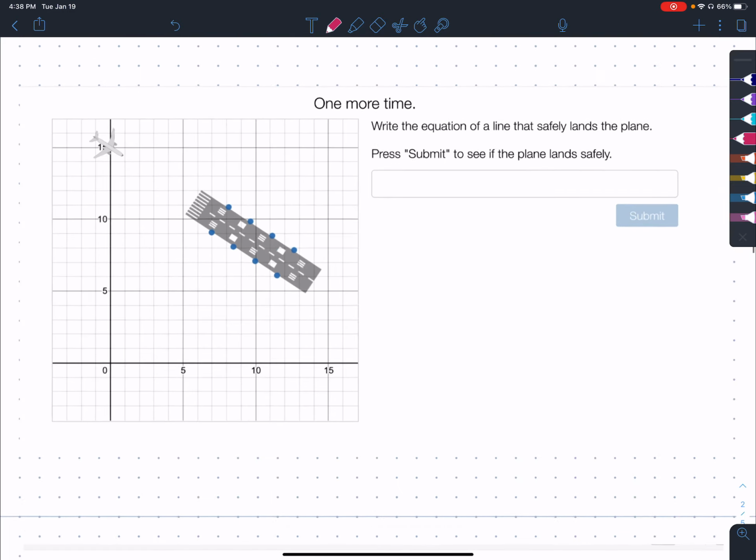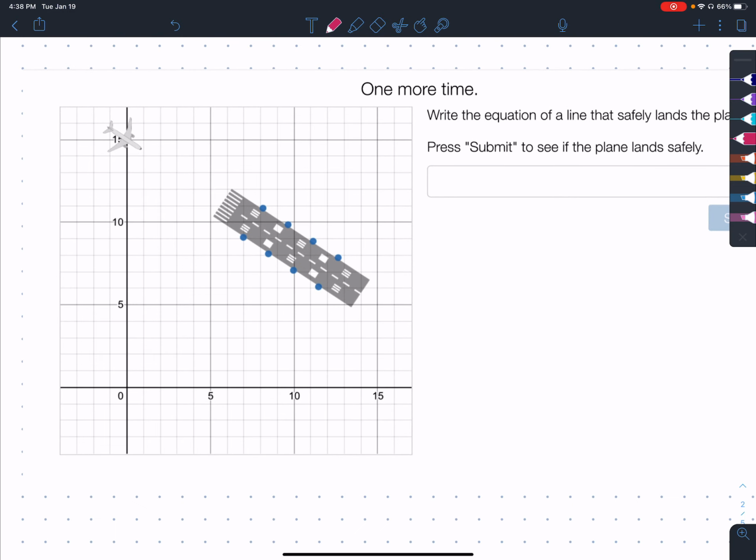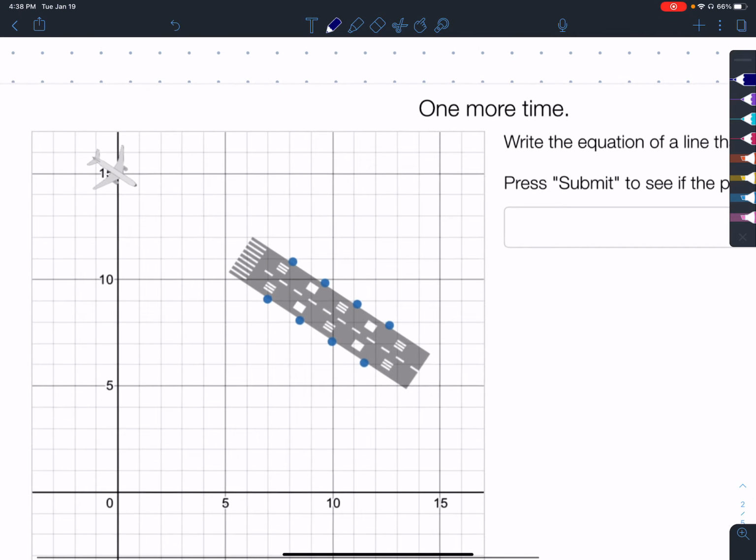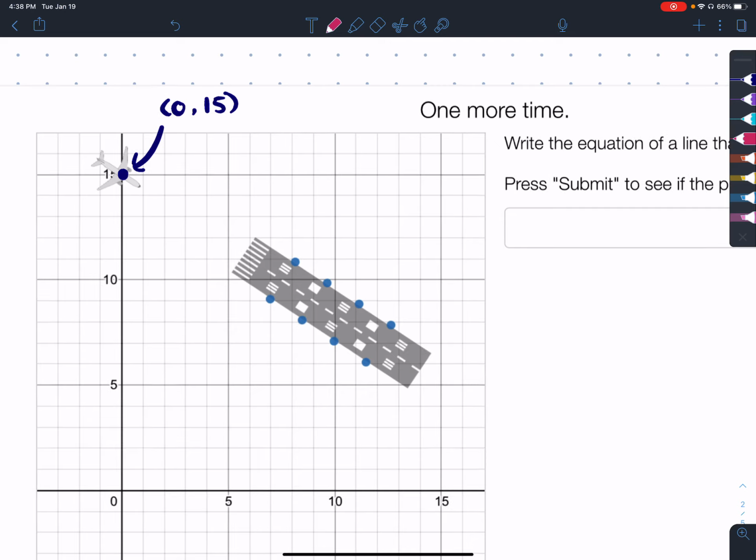Okay, this is another Desmos activity that was landing the plane. So you had to make the linear equation that would connect this plane to the landing zone. So it's the same situation. We have the starting point given to us. The plane is at a point of 0, 15. So you know the initial value is going to be 15.